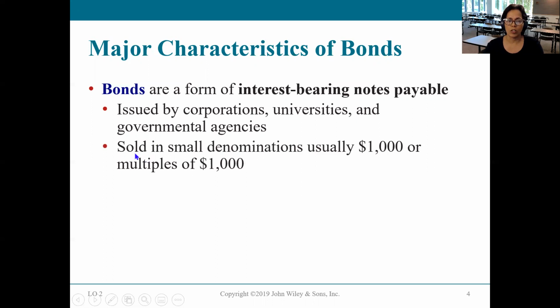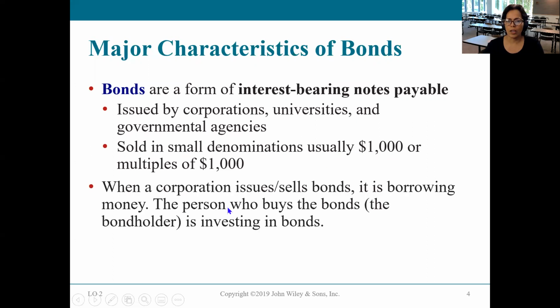So these bonds are sold. Issue is also another word for selling. They sell small denomination bonds, usually $1,000 or multiples of $1,000. That's the face value of the bonds. So when a corporation issues or sells, they are borrowing money. The person who buys the bonds becomes a bondholder. They are investing in the bonds.